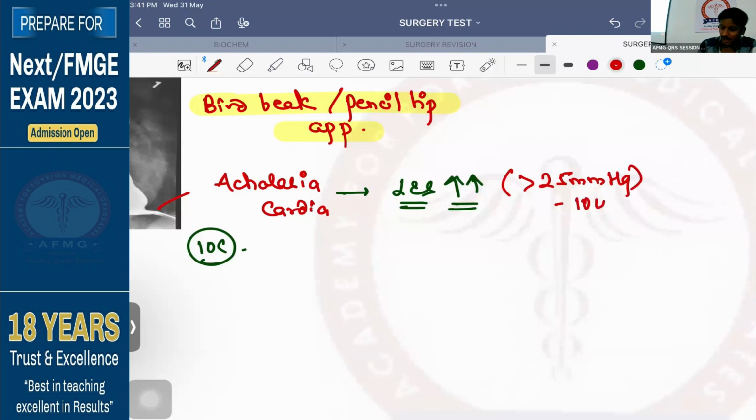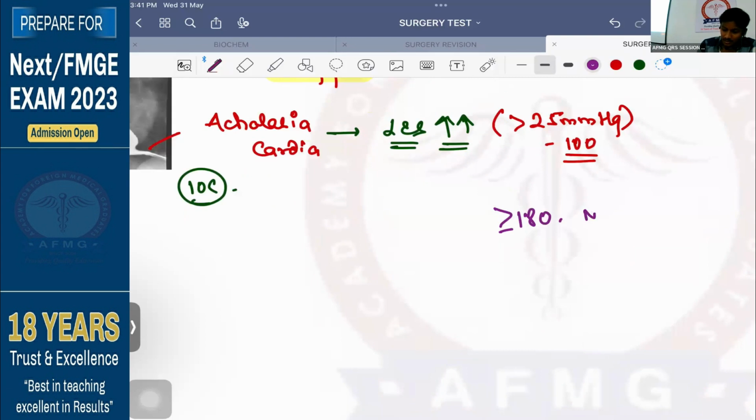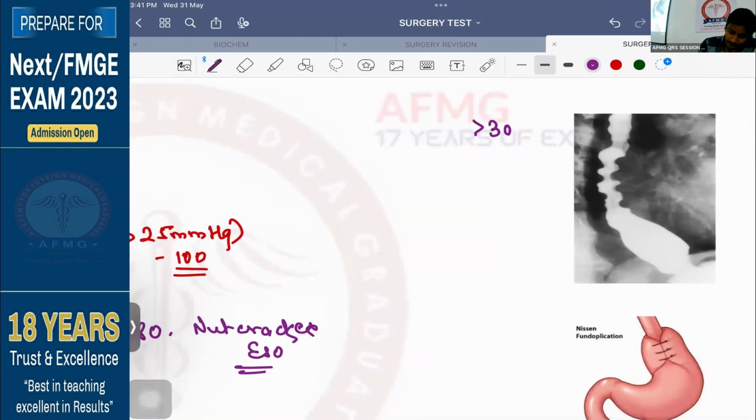25 till 100 usually. When the pressure is more than or equal to 180, it is called nutcracker esophagus. And when the pressure is more than 300 millimeters of mercury, then definitely it is called DES, distal esophageal spasm or diffuse esophageal spasm. Distal is the new name for diffuse esophageal spasm. In Bailey it was given. No issues with this anybody?